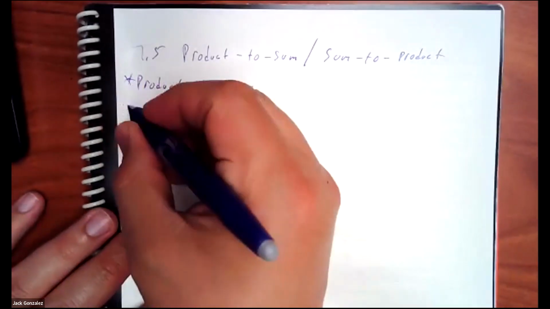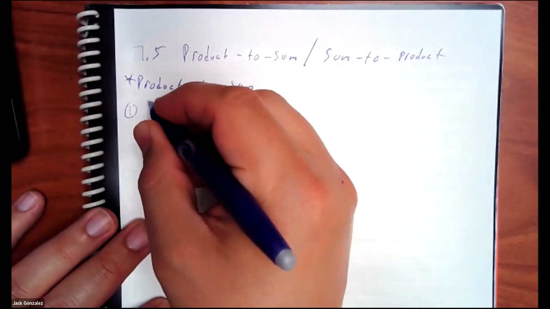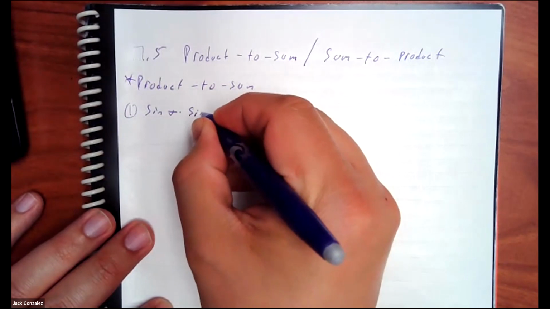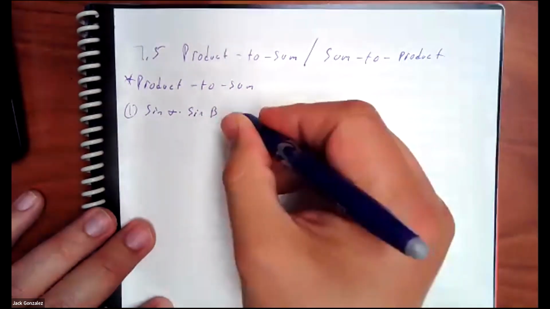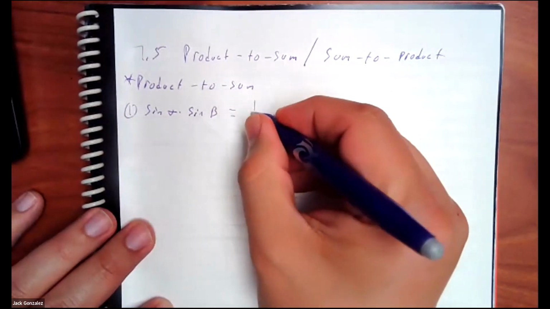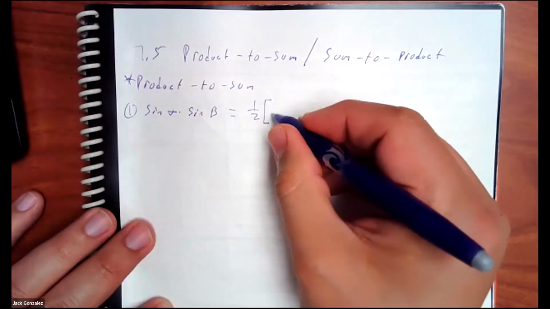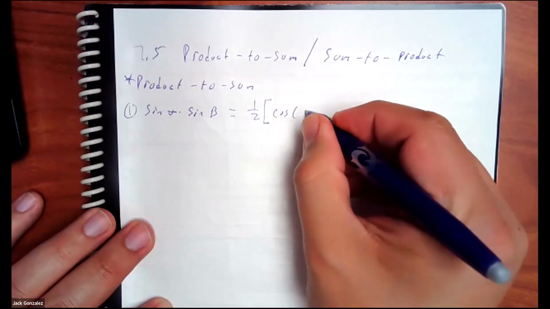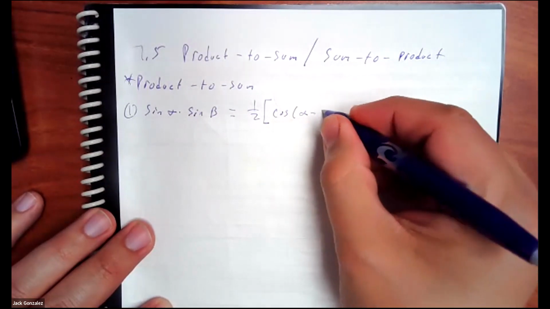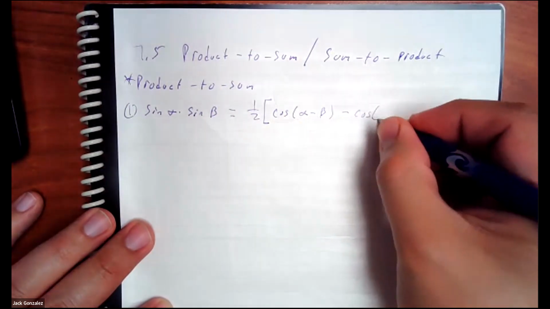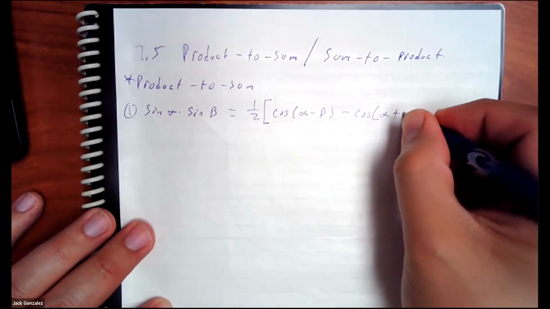So number 1, sine alpha times sine beta is equal to 1/2 times cosine alpha minus beta minus cosine alpha plus beta.